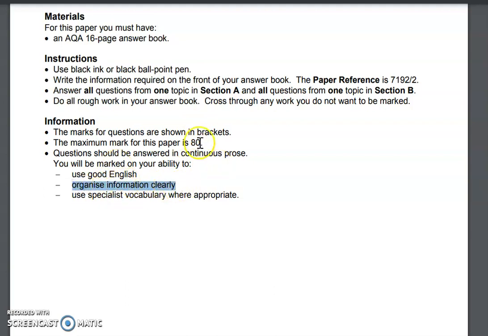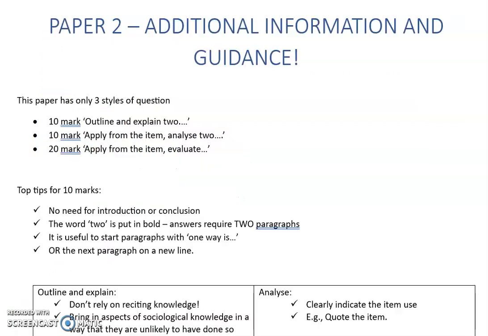Maximum marks for the paper is 80, 40 in section A, 40 in section B, and make sure that you are using specialist vocabulary, so that is your keywords, your concepts, your theories that show that you've got good sociological knowledge. So, some additional information and guidance. This is found on the AQA website. It is on the examiner report, and that's where I've got it from, the 2019 paper.